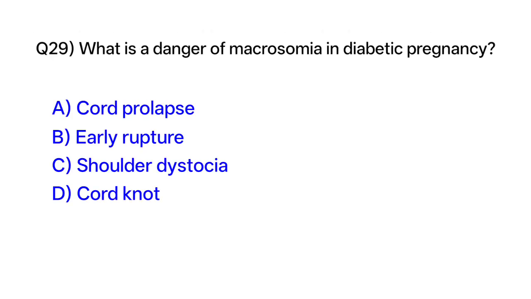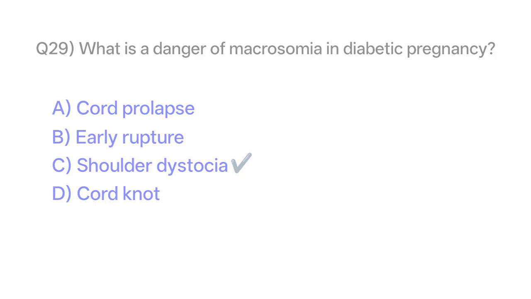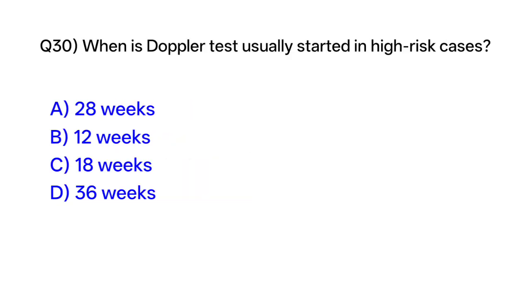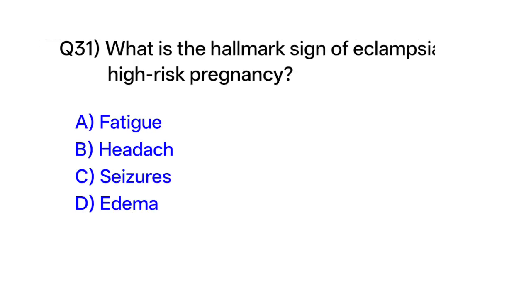Question number 29. What is a danger of macrosomia in diabetic pregnancy? The correct option is C. Shoulder dystocia. Question number 30. When is a Doppler test usually started in high risk cases? The correct option is A. 28 weeks.